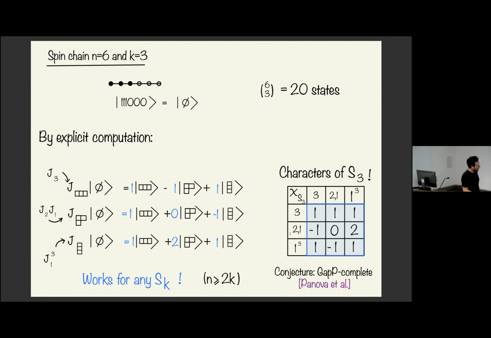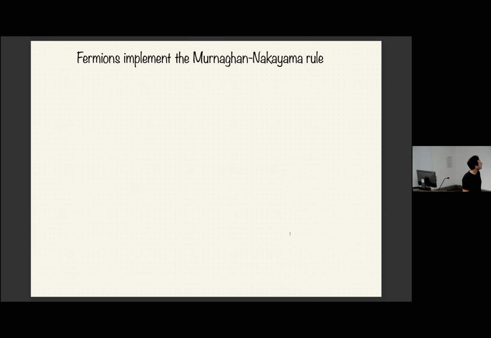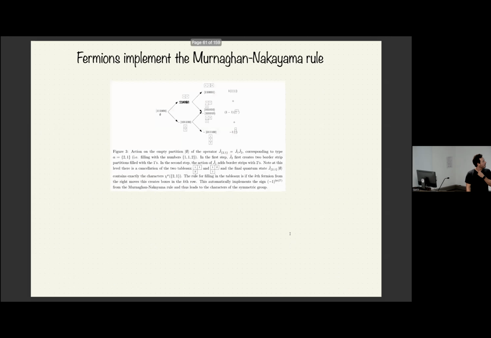And as I said earlier, there's a conjecture that computing these characters is quite hard, and in fact that it's GapP-complete, although it hasn't been proved yet. One way to understand why this is working is through the celebrated formula to compute characters called the Murnaghan-Nakayama rule. Let me take a step back: if you break down this computation of the currents and fermions acting on the state, you can follow step by step what's happening.